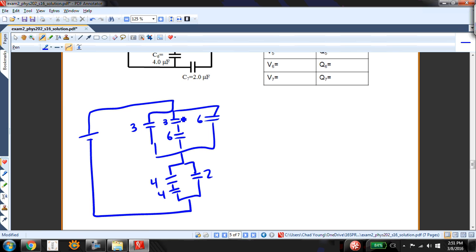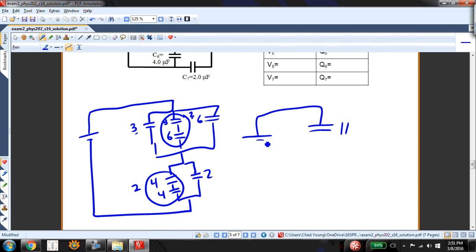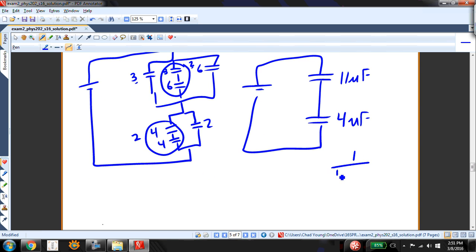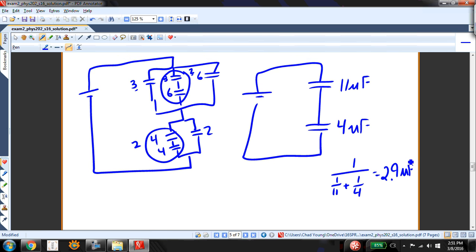All right, and then I can combine some of these. I get a 3 and a 6. That's 2 microfarads. A 4 and a 4, 1 over a quarter plus a quarter. That's also 2. And then I get 3, 2, and 6. And this is where I messed up, actually. These should have been more even, but this one, a 3 plus 2 plus 6 is 11 microfarads. And 2 plus 2 is 4 microfarads. And then to find my equivalent, I say 1 over 11 plus 1 over 4. And that answer was, I think, 2.9 microfarads. So that's my equivalent, 2.9 microfarads.